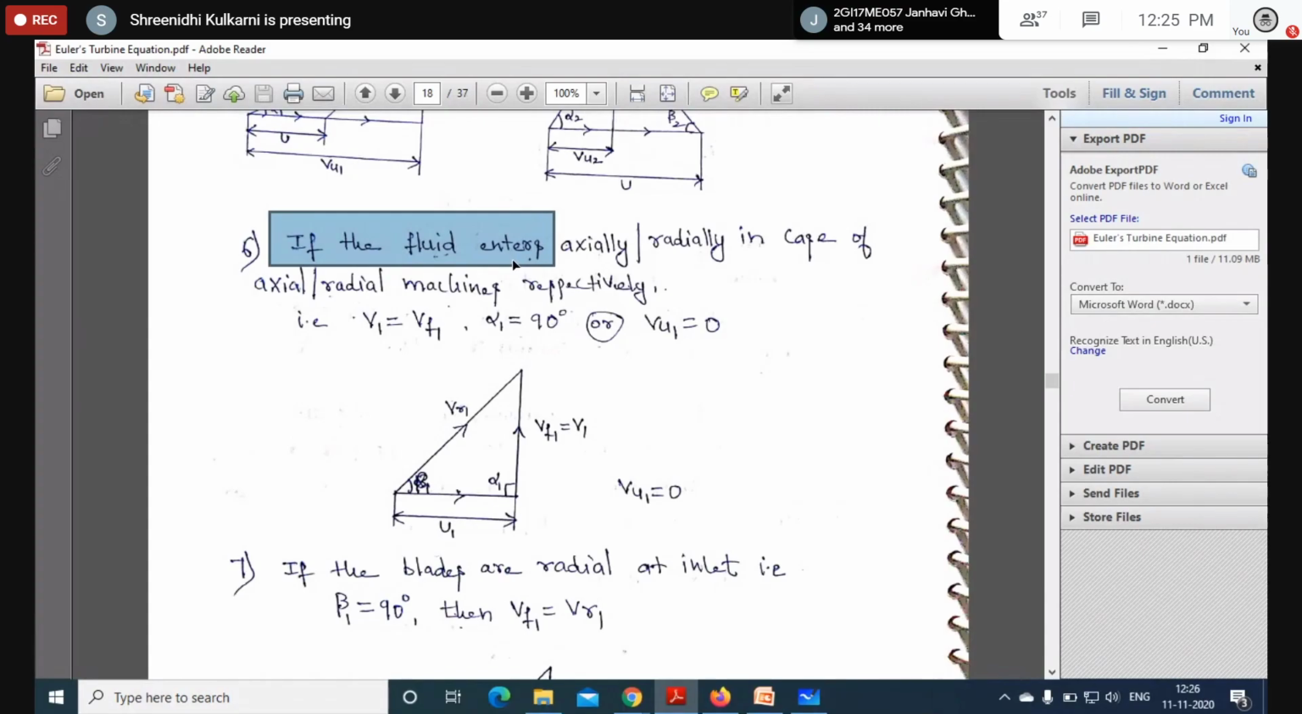Am I audible? Yes, sir, audible, sir. So which notation can we use for this fluid entering? I'm getting the answer from only one.